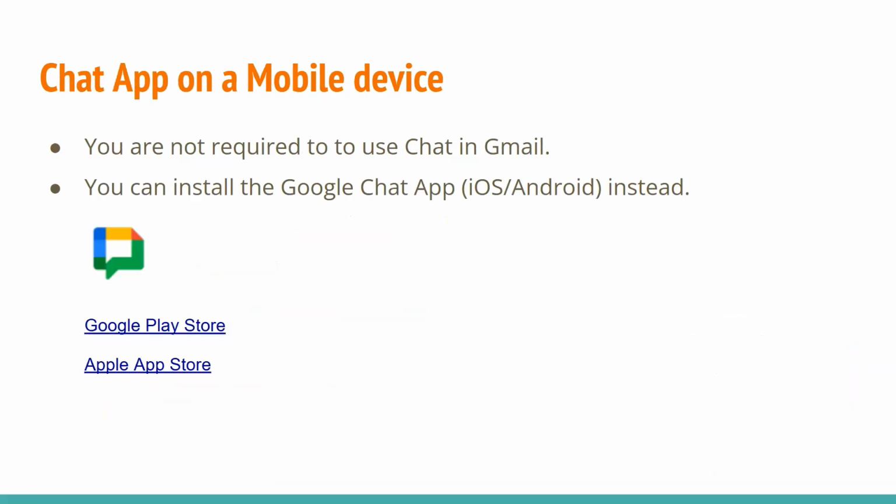So if you don't want to use Gmail, that's fine. You don't have to. You're not required to. You can install the Google Chat app on your phone instead, and there you can find that at the Google Play Store or the Apple Store, and that's the icon it looks like.